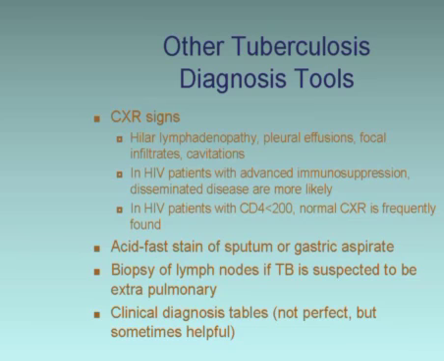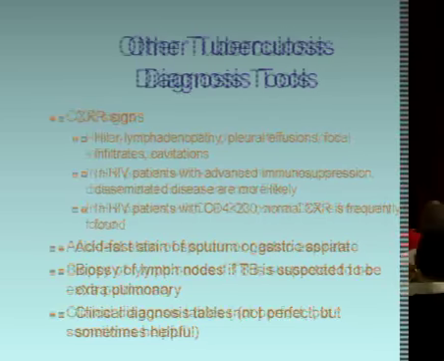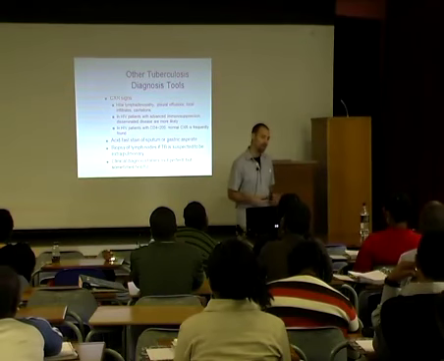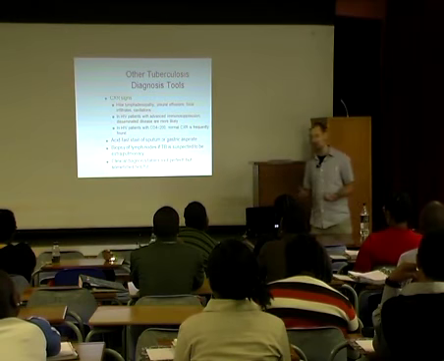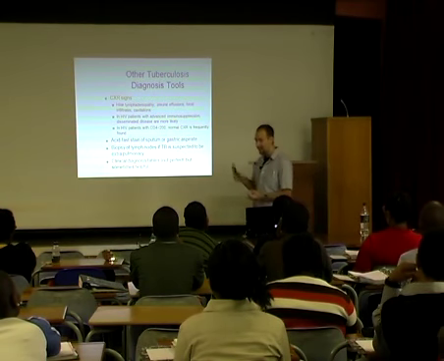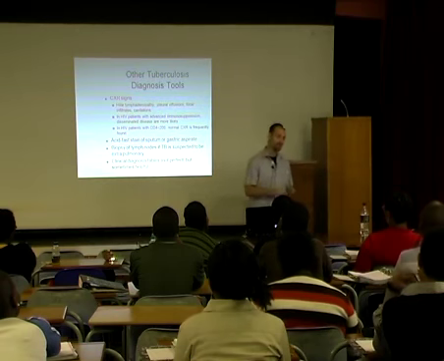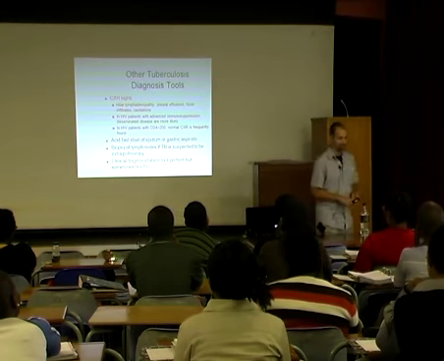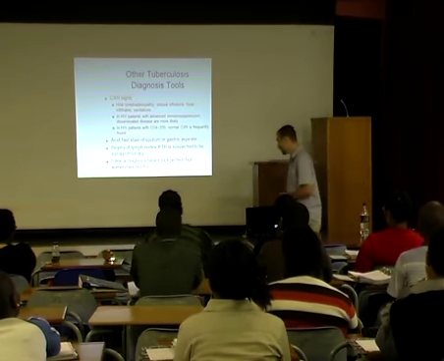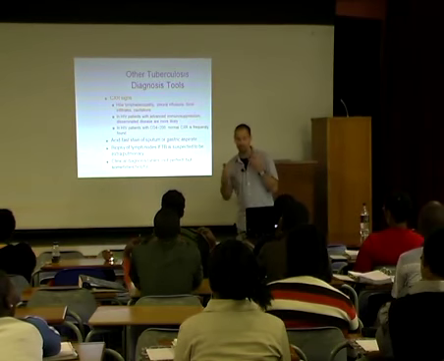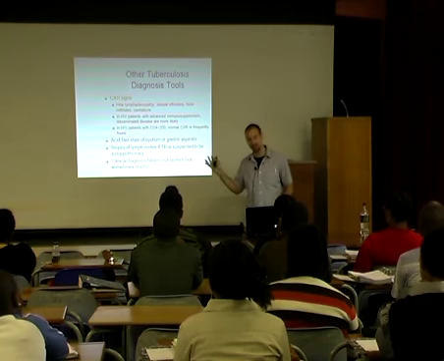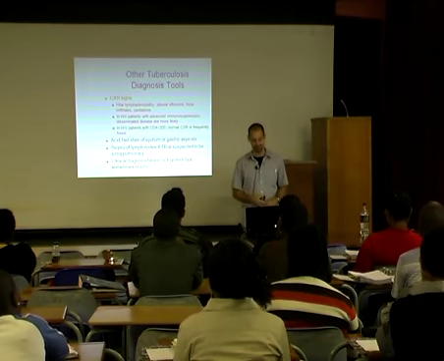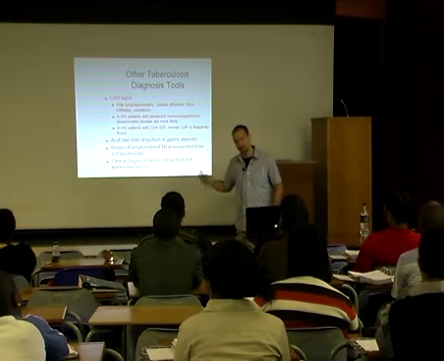But does everybody with TB have pulmonary TB? No. Does everybody with pulmonary TB make sputum? No. So can you have a negative skin test, a negative x-ray, and a negative sputum and still have TB? Yes. So what if you're having TB of the lymph nodes? All those things can be negative. TB meningitis, all of those things can be negative. TB of the abdomen, all of those things can be negative.